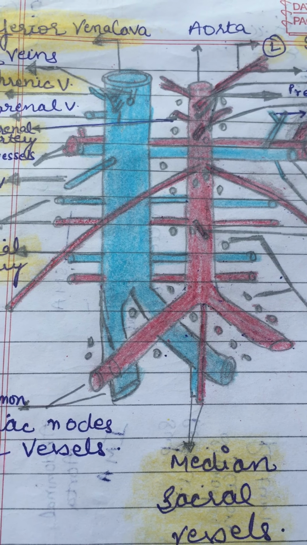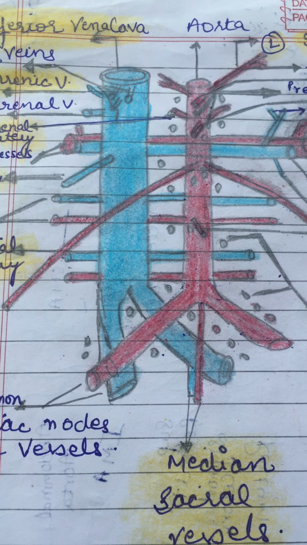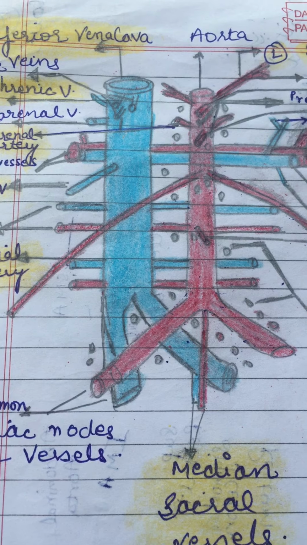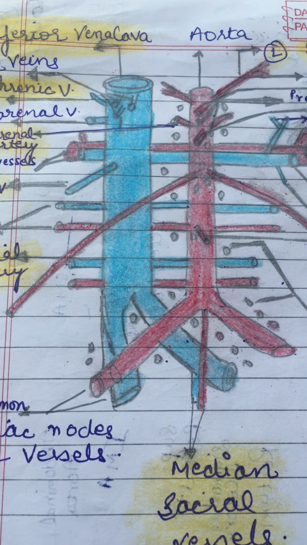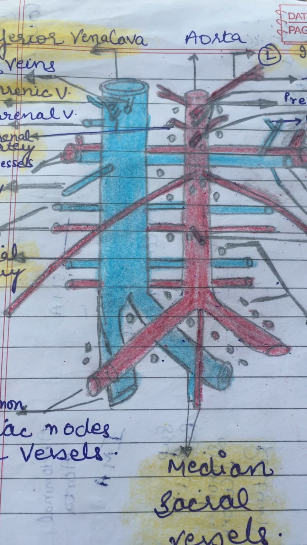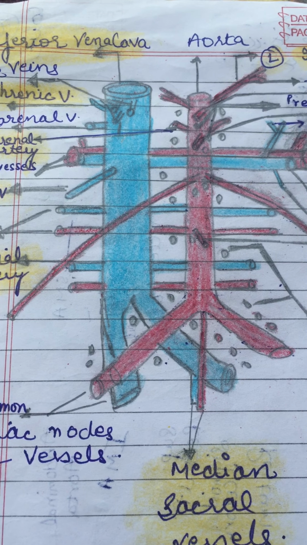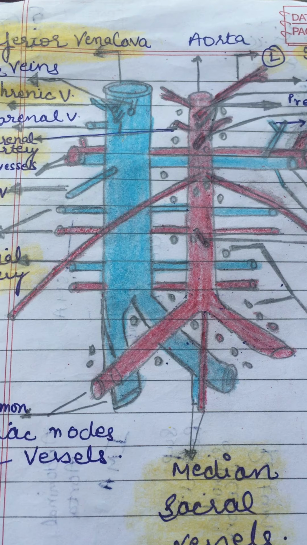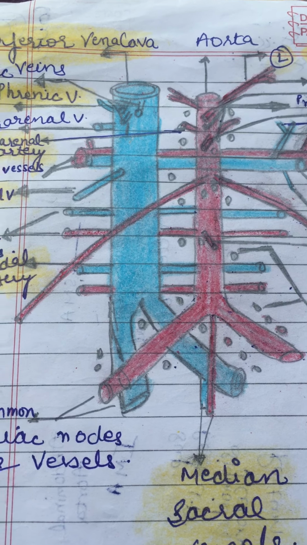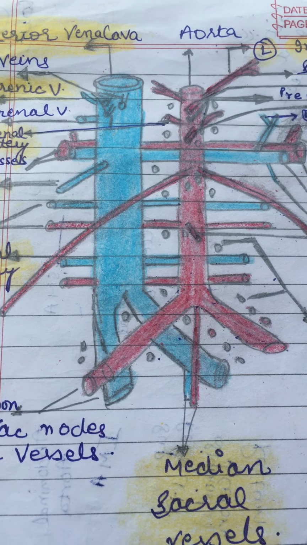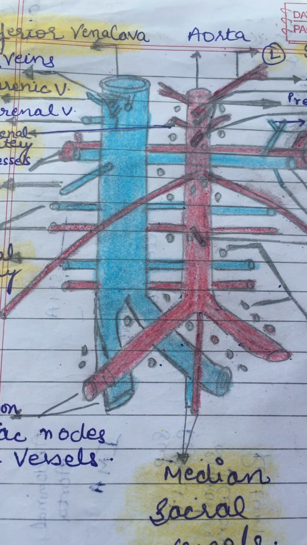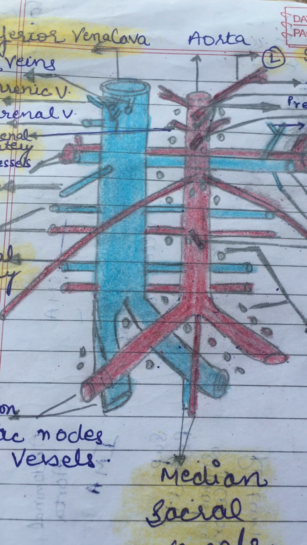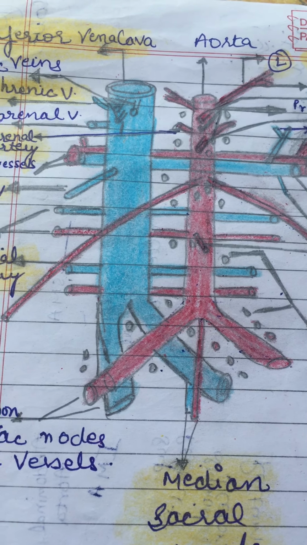Hello viewers, today's topic for discussion is abdominal aorta and inferior vena cava. So let's start with abdominal aorta. As we already discussed in the previous video, it begins in the midline at the aortic opening of the diaphragm at the level of T12. I already discussed the vena cava opening at T8, esophageal at T10 and aortic at T12.